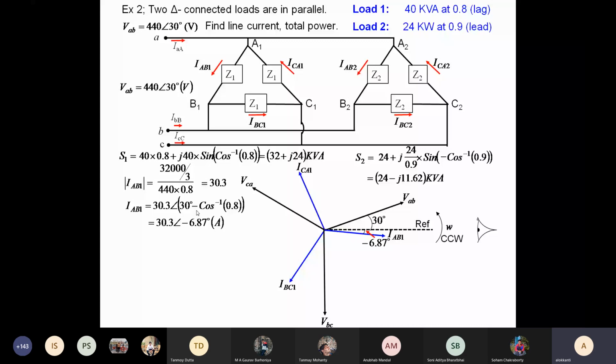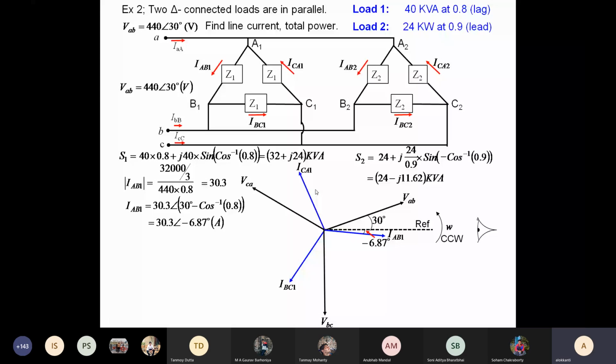But as Om has asked, if the question specifically has several subparts and asks you to draw the individual load currents, then you have to do it separately. Yes, sir. Okay. Since this is a balanced load, I am focusing on only one current in one load, and the other currents you can draw by rotating that by 120 degrees.